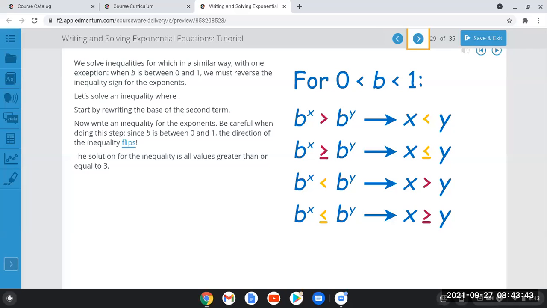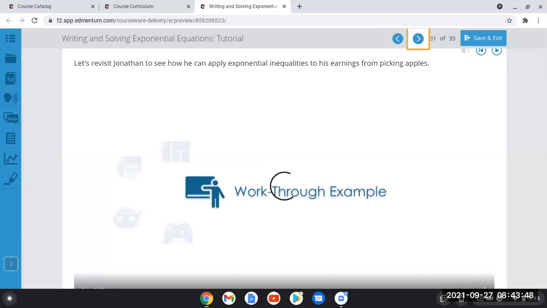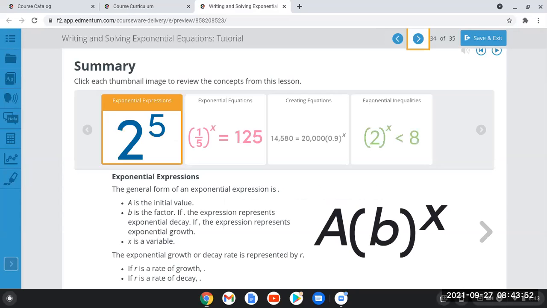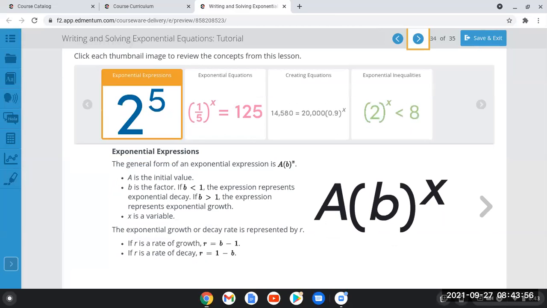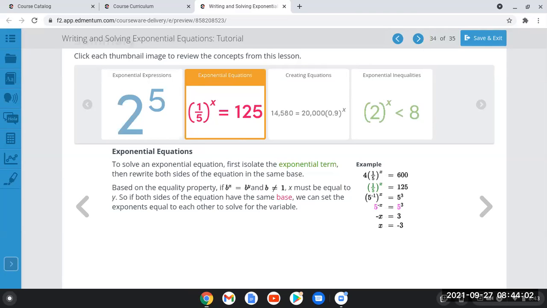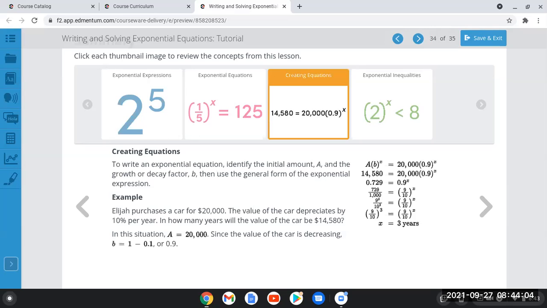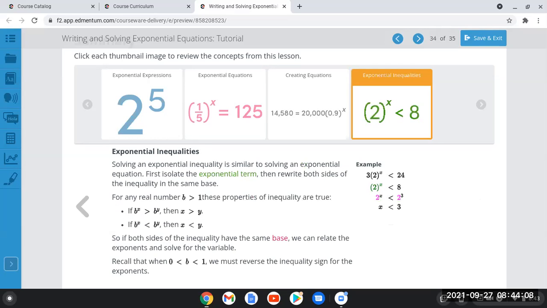Okay. Take a look at this real quick. Exponential expressions are written like this. Equations are written like this. This will be in the next mini lesson: creating an equation, and inequalities with greater than, less than, greater than or equal to, less than or equal to. And that is the end of the tutorial.